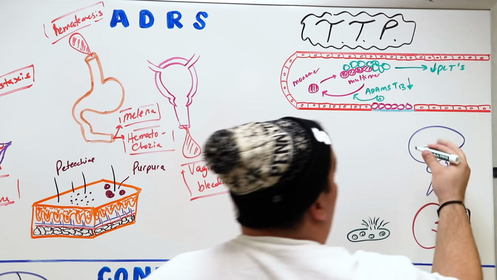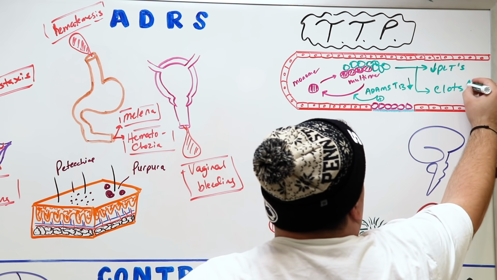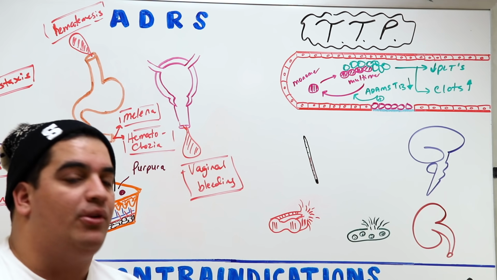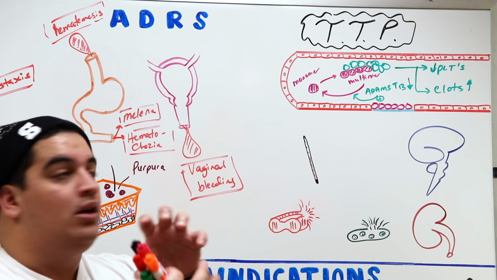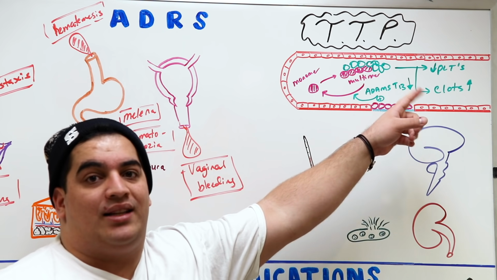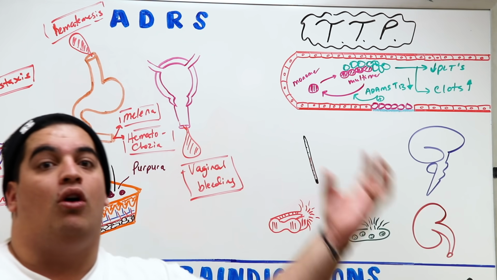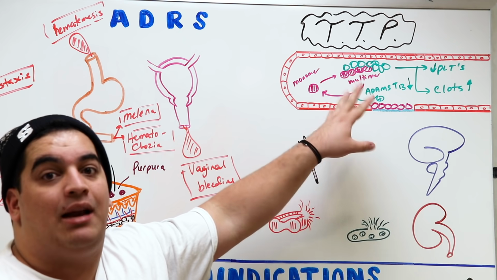They start getting consumed because you're making tons of clots. So you get an increase in clots because these multimers of von Willebrand factor are binding tons of platelets and you're getting big clots. But you're using so many of the platelets that you have a decrease in platelets. So there's thrombocytopenia along with widespread clotting. This is TTP, and that's what you got to be careful of.